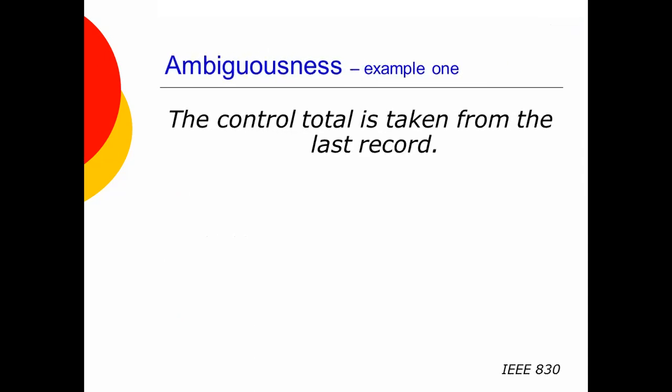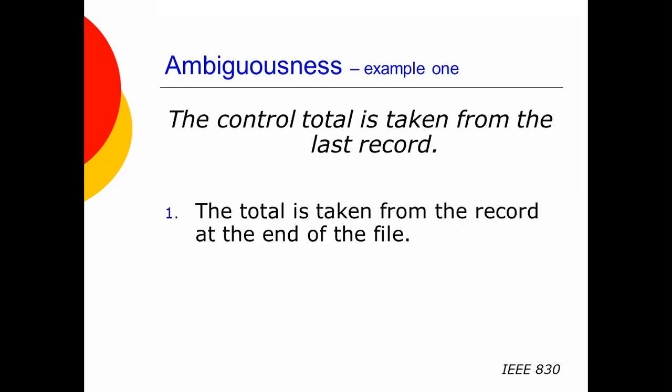Now ambiguousness. How will you check this ambiguousness? The control total is taken from the last record. You can check ambiguousness in the last record of your project. If you choose any data from the last record, it may be possible that it has ambiguousness. The total is taken from the record at the end of the file.